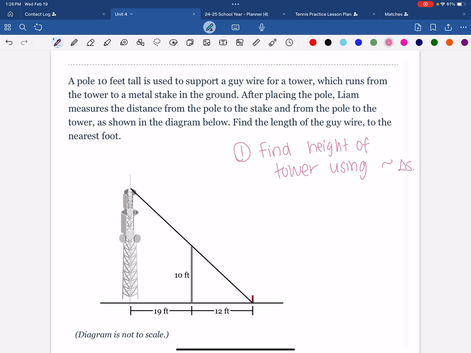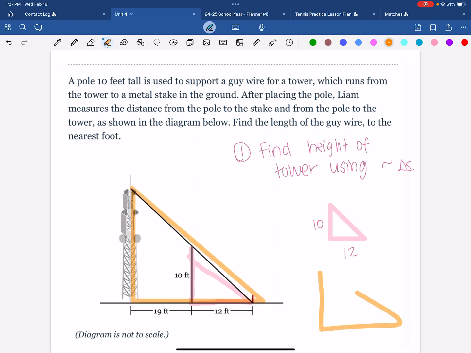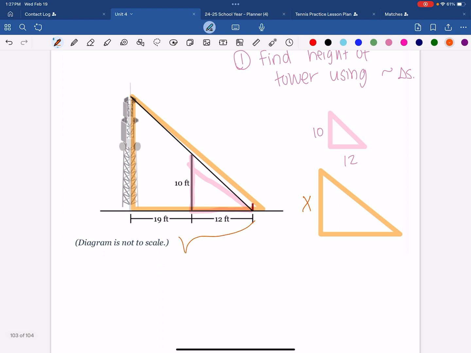Okay, so what I have right here is my very first triangle, so my small triangle, which is going to be 12 and 10, and then you have your bigger triangle, which is going to be the orange one, and you don't know that side that the tower is on, so we're going to let it be X. But please be careful here, because this entire piece down here is not 19 like a lot of us have been marking it. It is 19 plus 12. It is that entire length. So that ends up giving me 31.